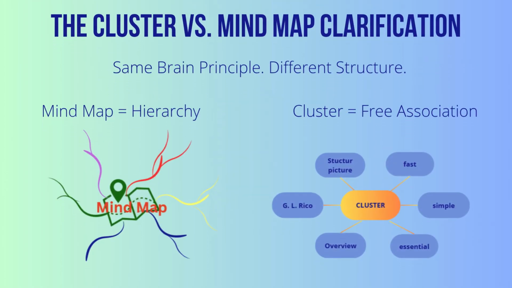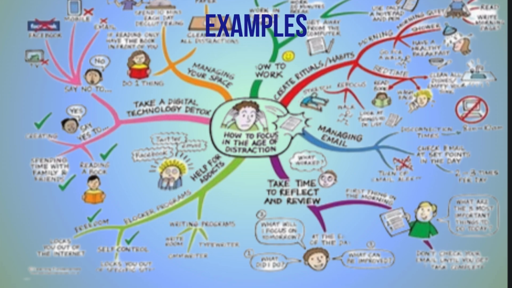Now, you might be wondering, what about the cluster? Is that a different method? No, the principles are identical. Both use radial structure. Both start with a central concept. Both branch outward. The key difference is structural freedom. The mind map has a hierarchy. You have main branches, and everything else must connect through those branches. It's like a tree with a trunk and main branches and twigs.